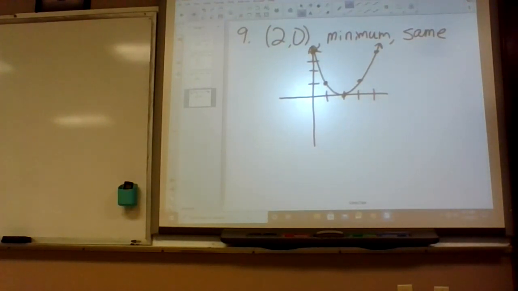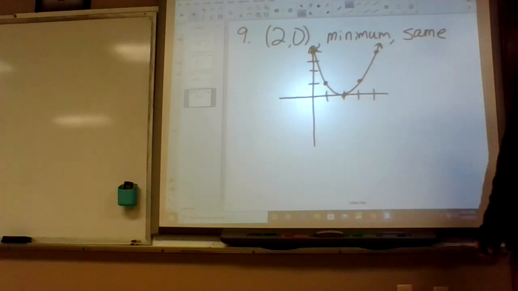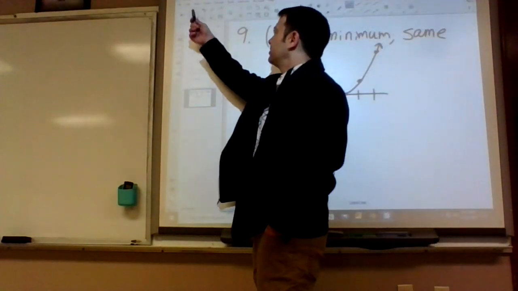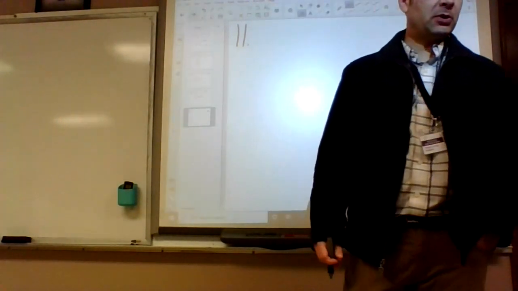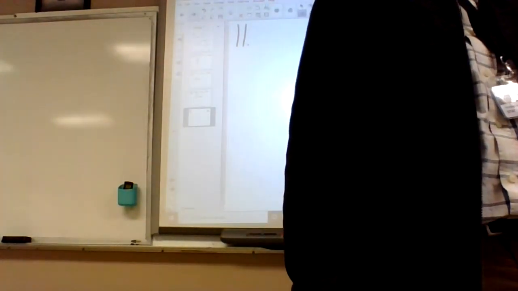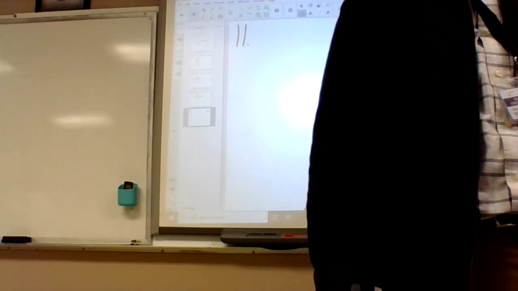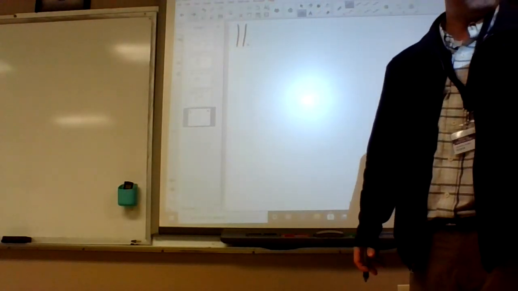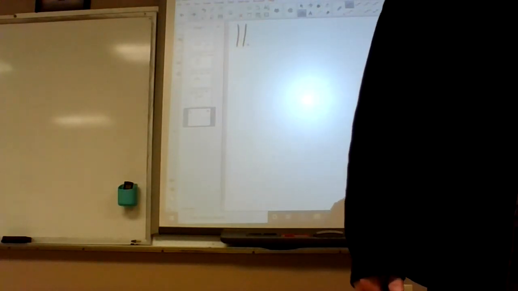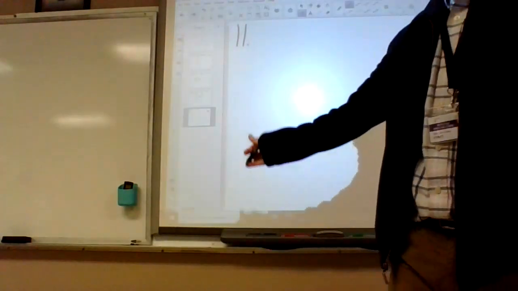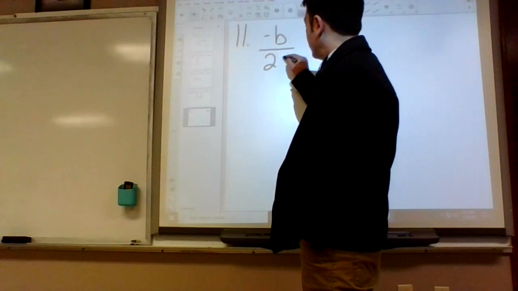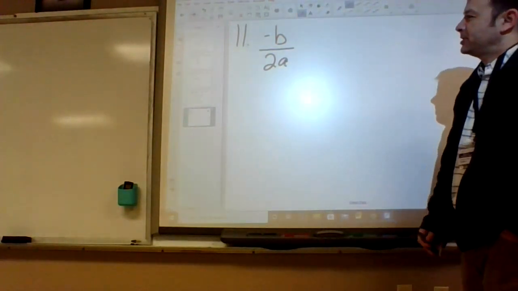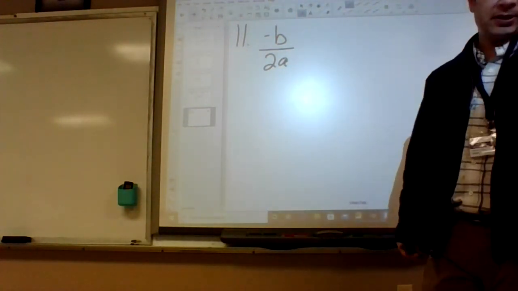Okay, number 11 is probably the problem you guys forgot how to do. How do we do it when it's written in standard form? Where is the vertex for number 11? It's at negative b over 2a. Remember, it's like the front part of the quadratic formula. Negative b over 2a.